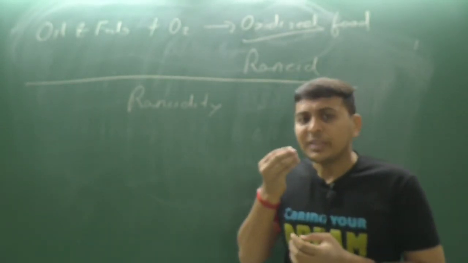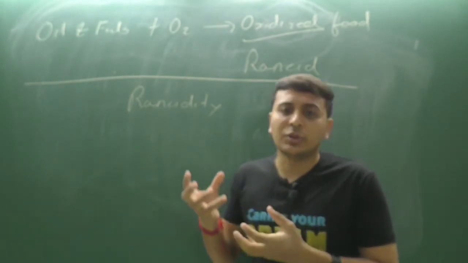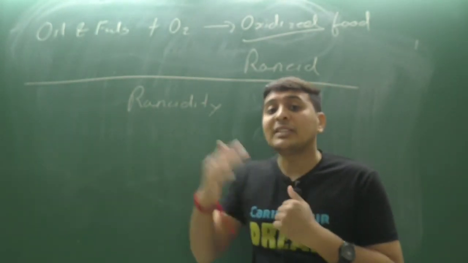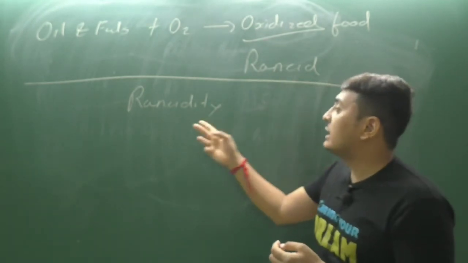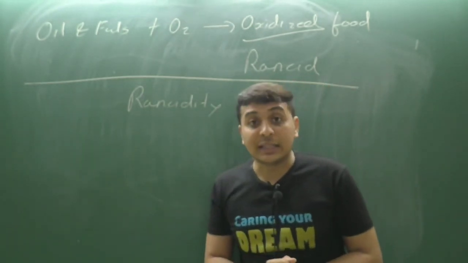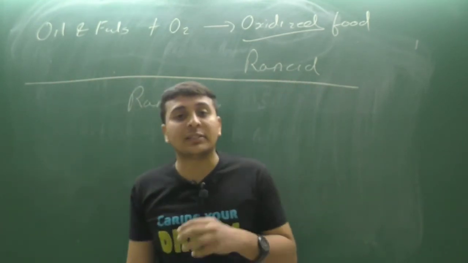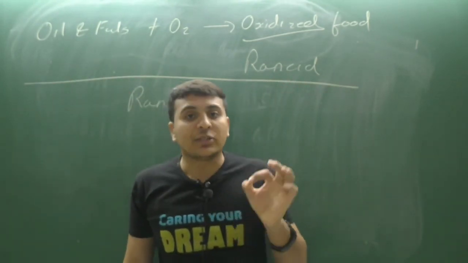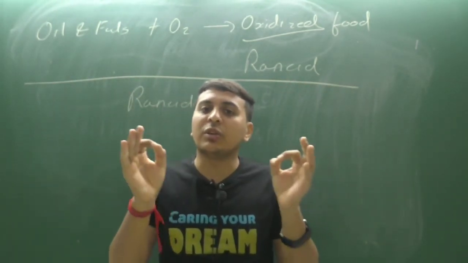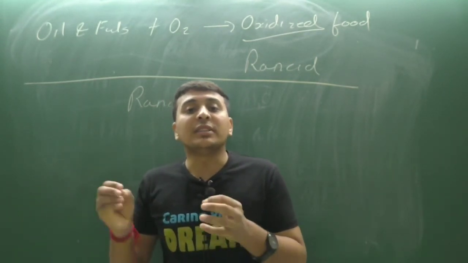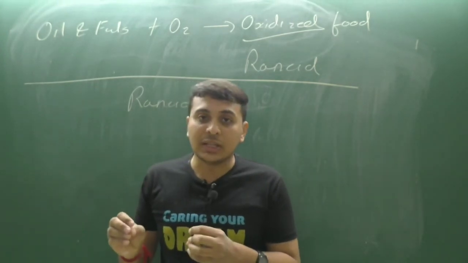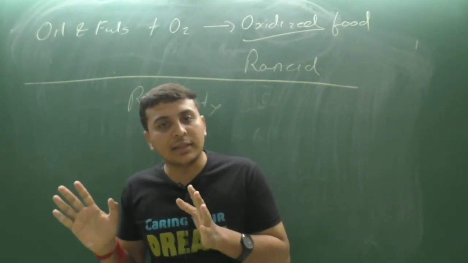Or if we taste that, then that is also not good in taste. So if the foul smell is coming from the food or it is not good in taste, then we can say that it is rancid, and that is the process of rancidity. That is the oxidation of oil and fats present in the food particle. So that is a simple process: oxidation of fats and oil present in the food converts it into rancid, and the process is known as rancidity.